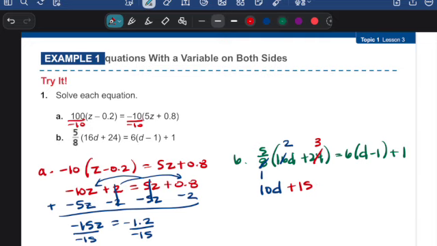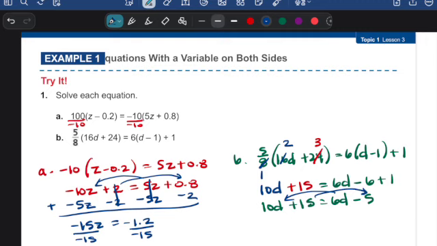Okay, let's do the other side. Equals 6d. 6 times -1 is -6 plus 1. Okay, I'm going to rewrite it again so that we can combine our like terms. -6 plus 1 is -5. Okay, now we're going to move our variable terms to one side and the constants to the other. That means I'm going to subtract 6d from both sides, and then I'm going to subtract 15 because I'm moving it to the opposite side, so I have to do the opposite operation.